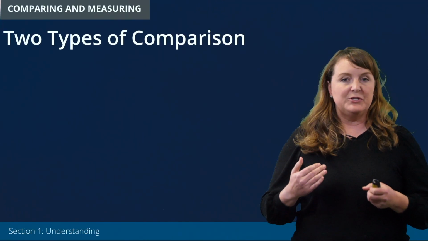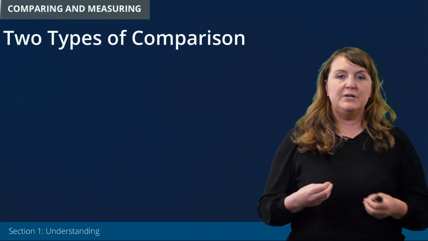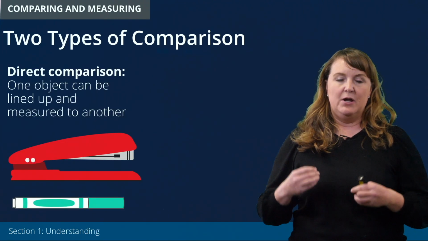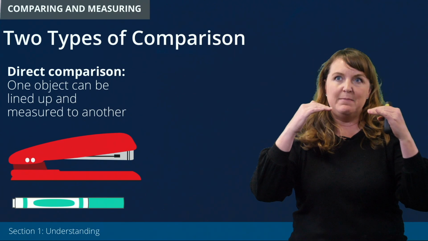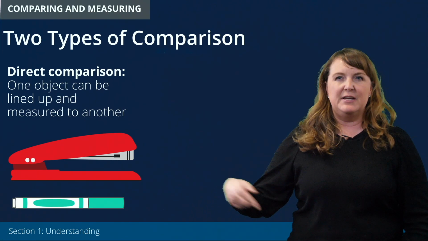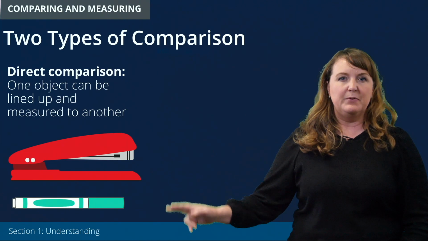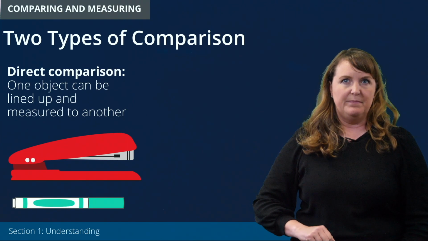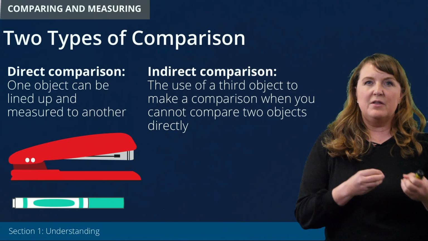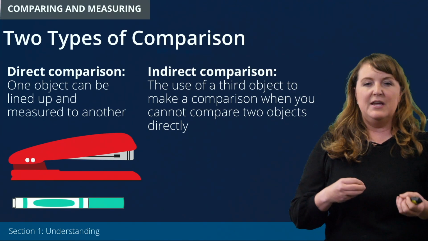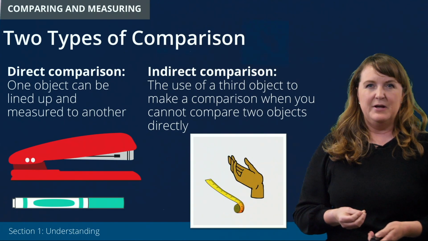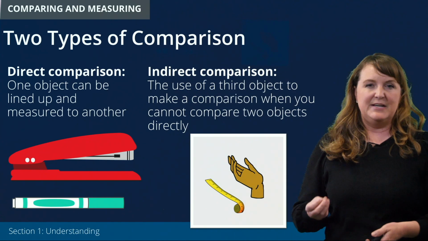Now, as students start to measure, there are two types of comparison. There's direct comparison, where one object can be lined up and measured against another. So you see an example of that here with our stapler compared to our marker. But then there's indirect comparison, where we can use a third object to compare two objects that can't easily be compared. So an example of this is as such.